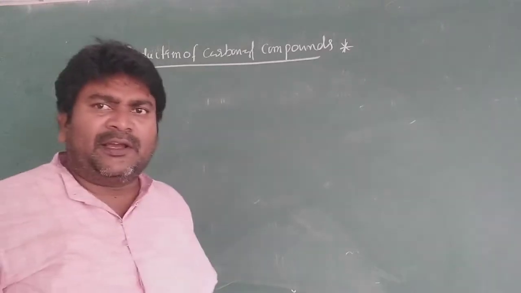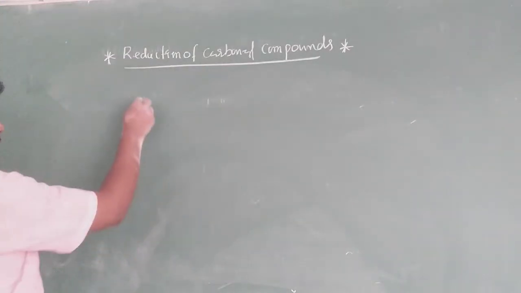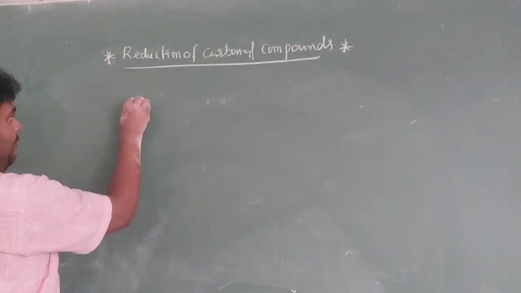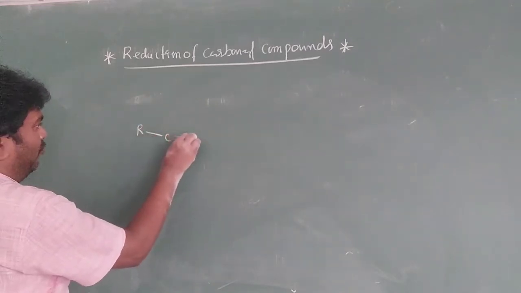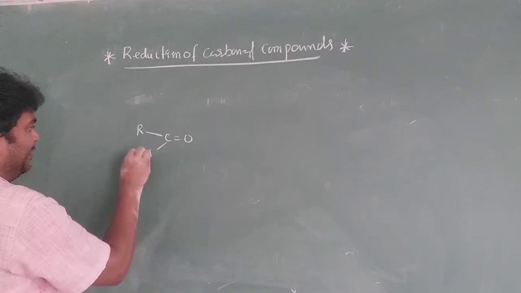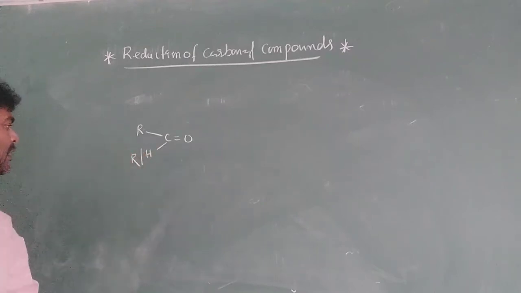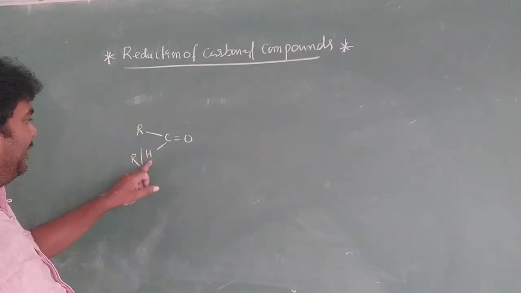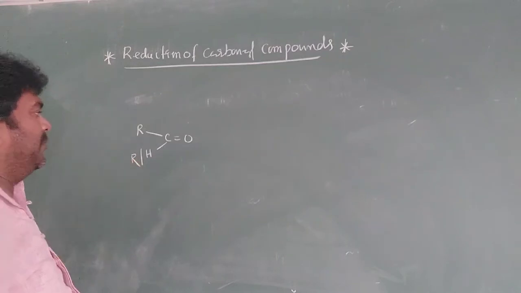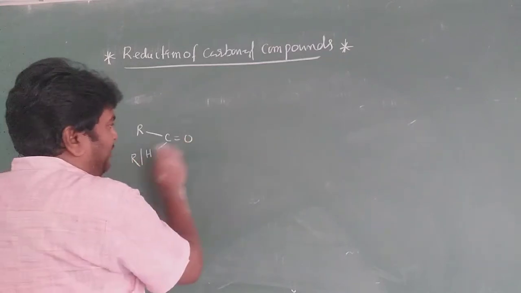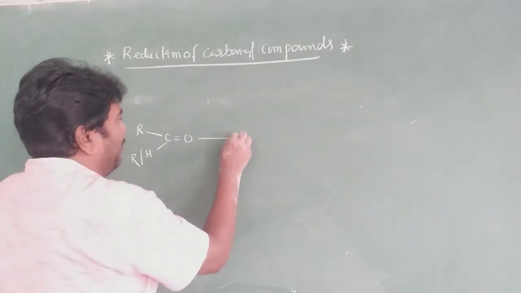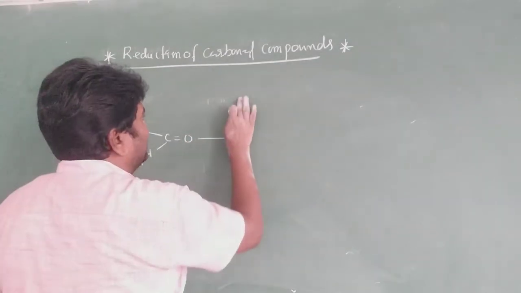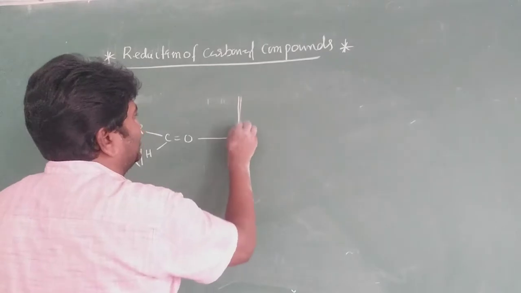Reduction of carbonyl compounds. Now see, it is R, C double bond O, with H or R. If you take H, that is an aldehyde. If you take R, that is a ketone. On reduction, what happened here? It is very important, my dear students. You have to remember all those things.